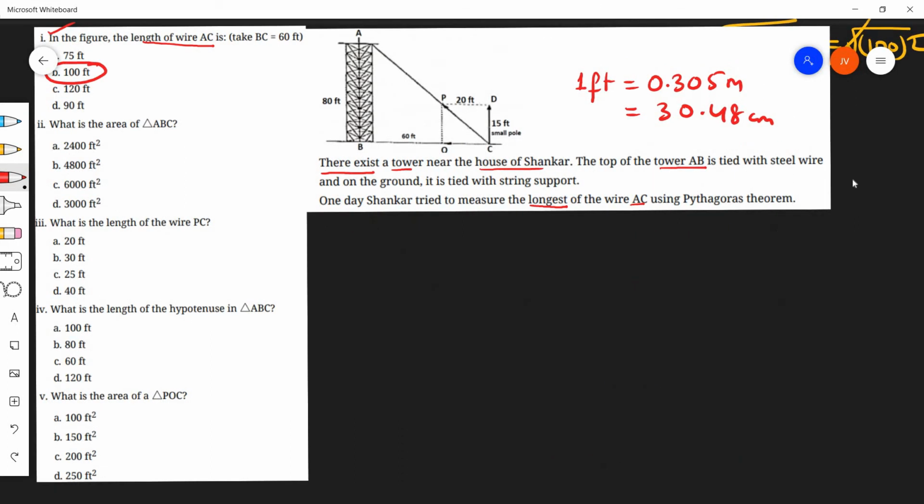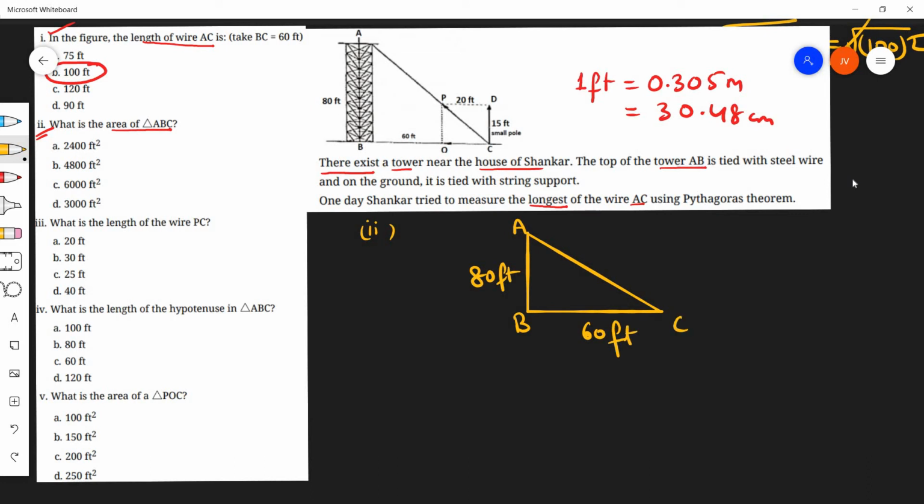Now let us read the second question. The second bit is, what is the area of triangle ABC? This question is also as simple as the first bit. We are given a right triangle ABC. AB is the tower whose length is 80 feet. The base is 60 feet. And we are supposed to find the area of the triangle.